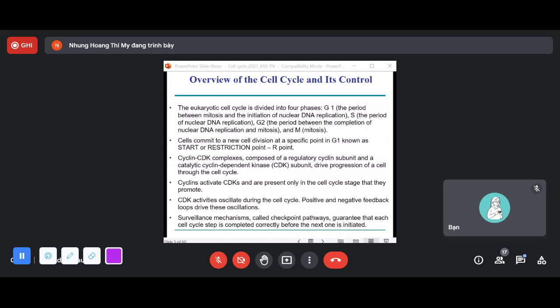So all the molecules involved in the cell decision in the progress of the cell cycle or the stop of the cell cycle belong to the cyclin and CDK complexes. And there are many types of the cyclin CDK complexes. And each of the complexes is responsible for the different stages in the cell cycle.